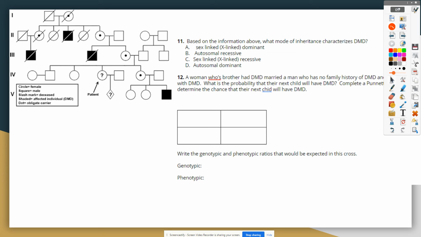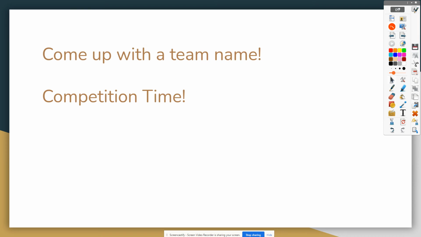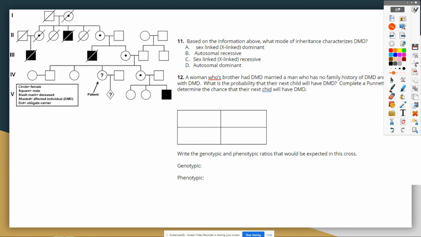Next question. In this pedigree, how many generations are represented? 5, 4, 3, 2, 1. Boards up. 5 is correct. Remember, you're counting every row of shapes. So 1, 2, 3, 4, 5. Yeah, we went out of order. I started the competition early. All right. Next.